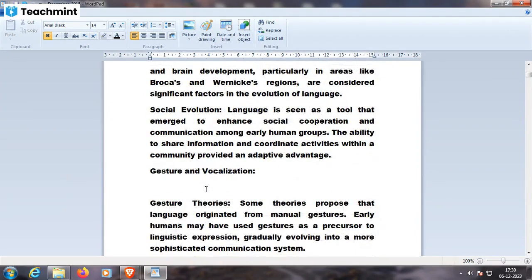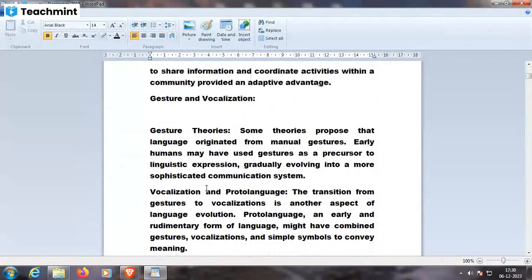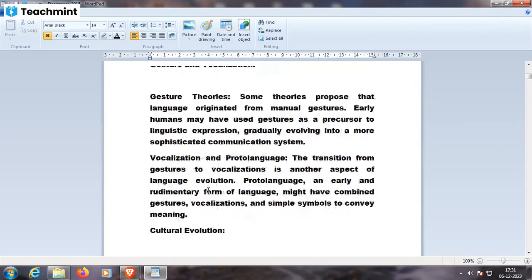Gesture theories means some theories propose that language originated from manual gestures. Early humans may have used gestures as a precursor to linguistic expression. Gestures means how you present the language, then vocalization, proto languages. This means the transition or change from gestures to vocalization. When you move your hands and feet while speaking, the vocalization becomes even clearer. Okay, then proto language, an early and rudimentary form of language, the way you use the language: gestures, vocalization, then simple symbols.